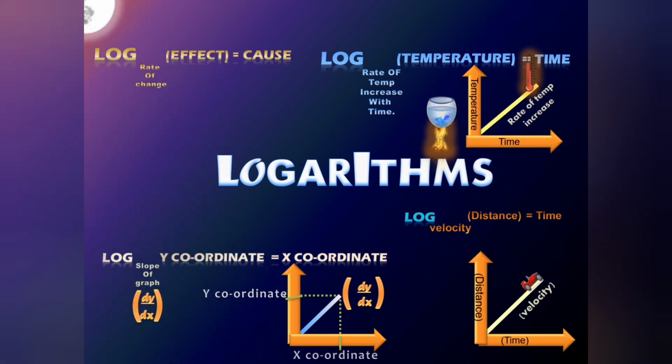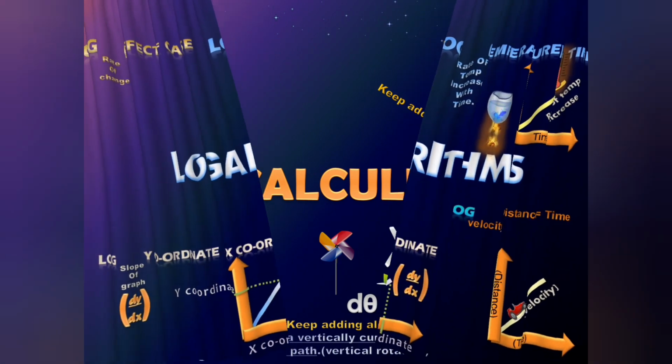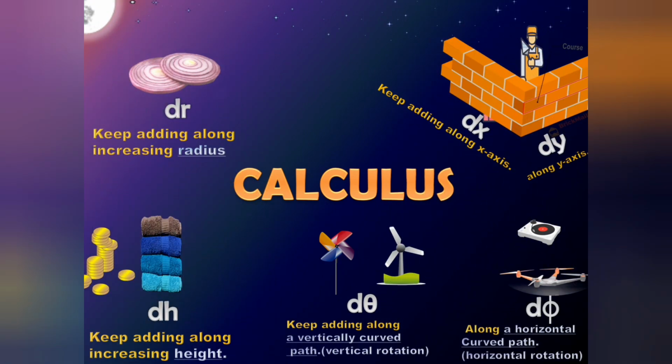In calculus, dx means keep adding along the x-axis. dy means keep adding along the y-axis. dz means keep adding along the z-axis. d theta means keep adding along a vertically curved plane.